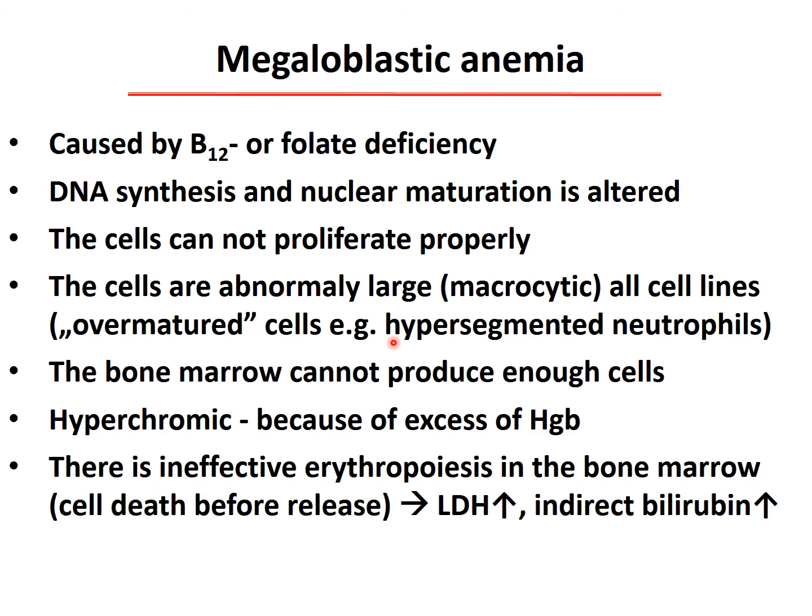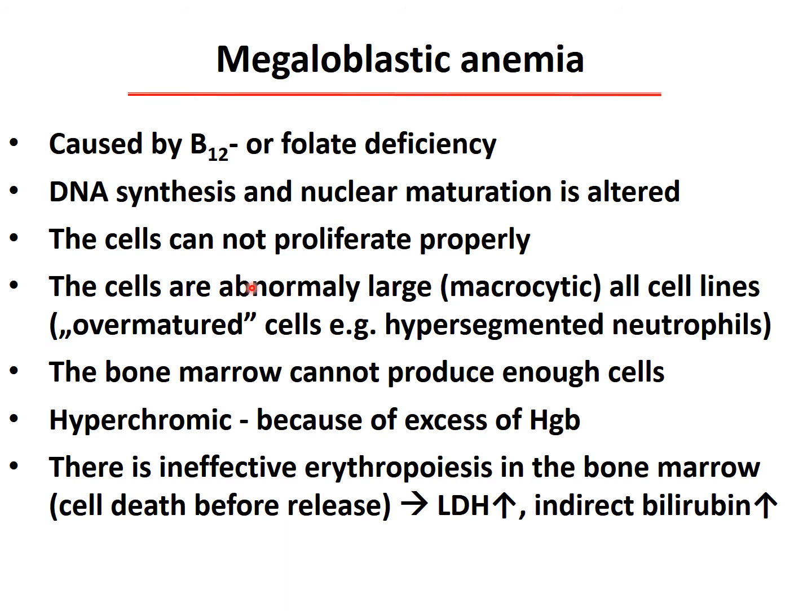Hypoxia stimulates red blood cell production. Again, you do have a lot of blasts, and the blasts should proliferate. However, this division window is open for a certain time. If you cannot duplicate the DNA, the cell is going to die. So we do have a lot of precursors, but fewer cells are going to mature. This is why it's called megaloblastic anemia, because the early stages increase.